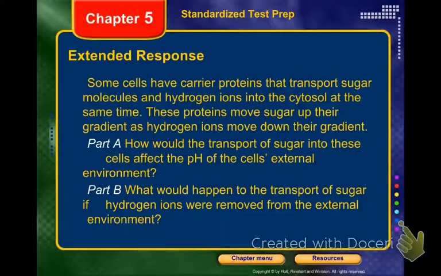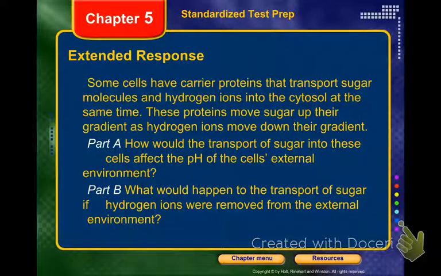This one. Some cells have carrier proteins that transport sugar molecules and hydrogen ions into the cytosol at the same time. These proteins move sugar up its concentration gradient as hydrogen ions move down their gradient. How would the transport of sugar into these cells affect the pH of the cell's internal environment? And what would happen to the transport of sugar if hydrogen ions were removed from the external environment? Wow, there's a lot in this question, isn't there?